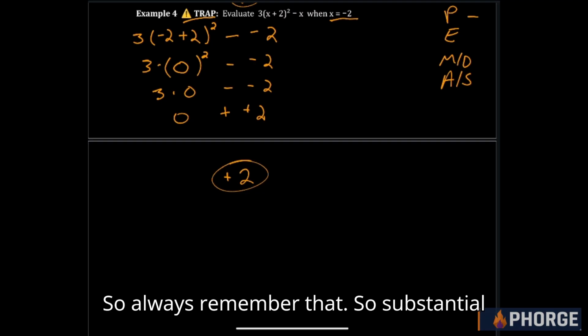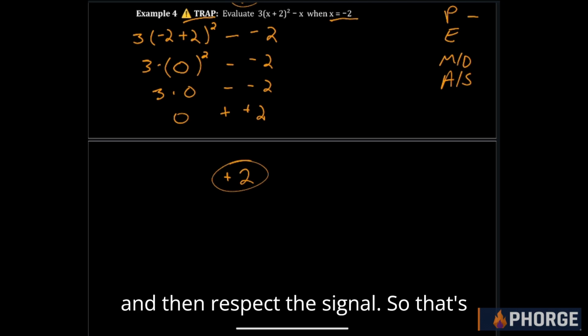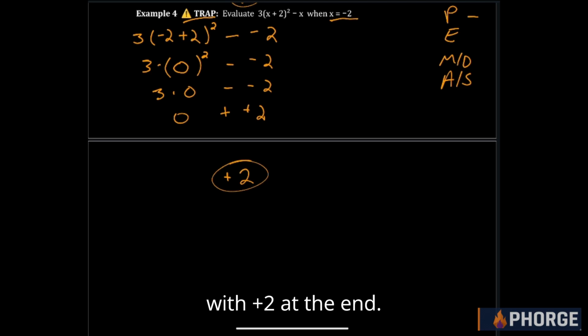So always remember that. When substituting a negative number and subtracting a number, plug in the parentheses, work inside out, and then respect the sign rule. So that's what we did, and that's how we came up with positive 2 at the end.